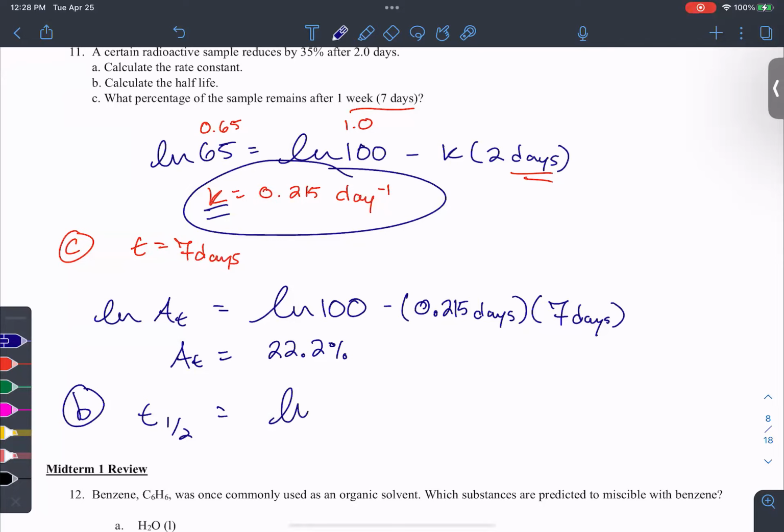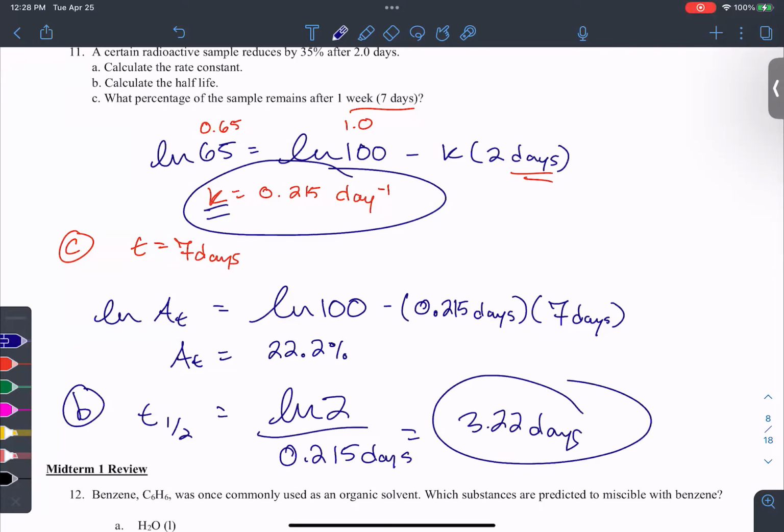So t1/2 is natural log of 2 over 0.215 days to the negative 1. And if you calculate that, you get something like 3.22 days is the half-life. So that makes more sense. Okay, you lose half your sample in 3 and some change days. That makes more sense to me. Okay, all right. I always like to think about reasonable answers.